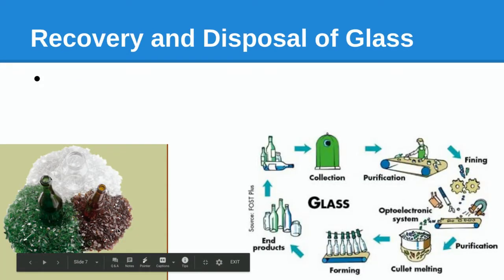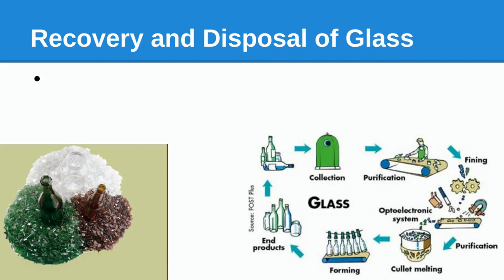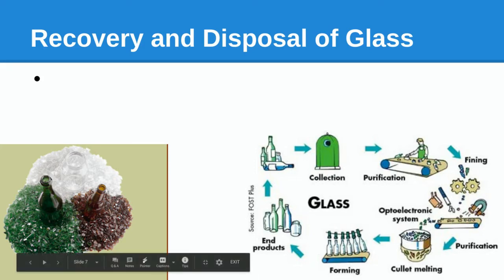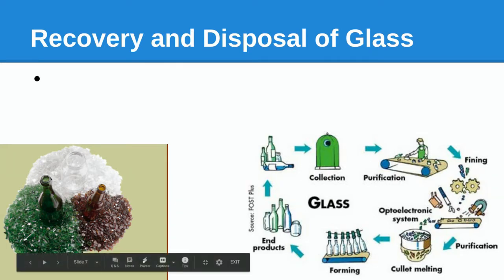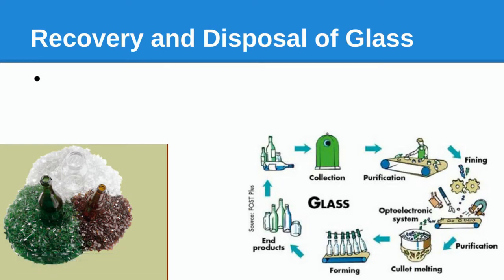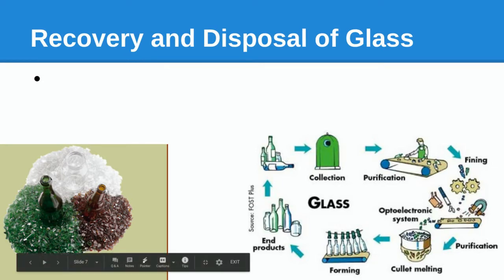Recovery and disposal of glass. Well, we can recover glass. And I'd say glass is one of the things that we're pretty good about recycling. The problem is when you recycle glass, it usually has to be used for a glass that's darker than the original. I think it's hard to make clear glass out of recycled material. But on the bottom right, you can see kind of the process they go through to recycle glass.